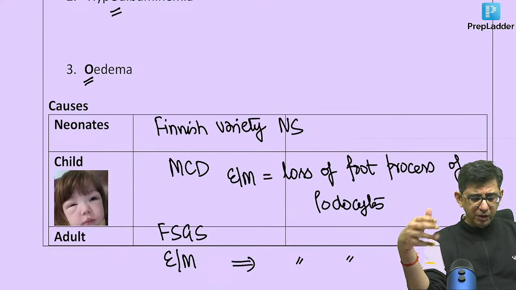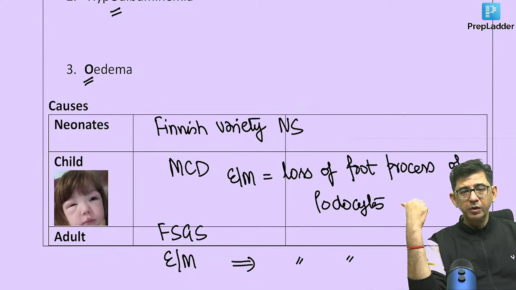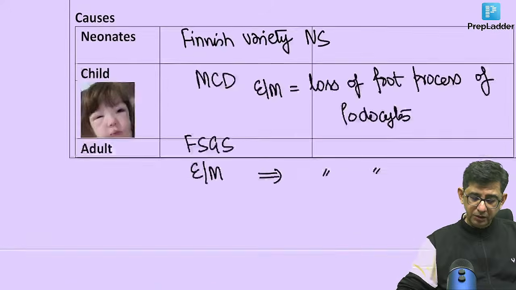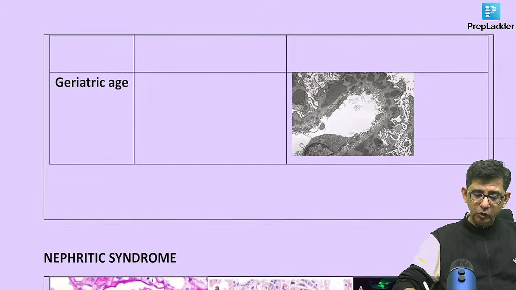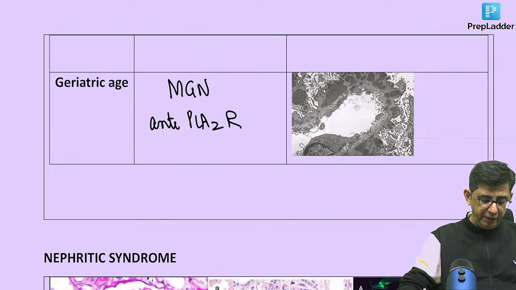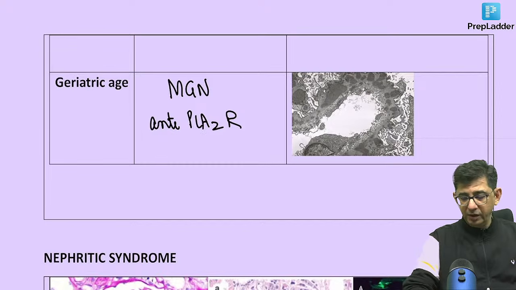Yeah, for prednisolone, minimal change disease is steroid responsive nephrotic, so we would be using it. Great. So in the geriatric age group it is MGN, membranous glomerulopathy, where usually we have anti-phospholipase A2 receptor antibody. This is anti-PLA2R receptor antibody here.